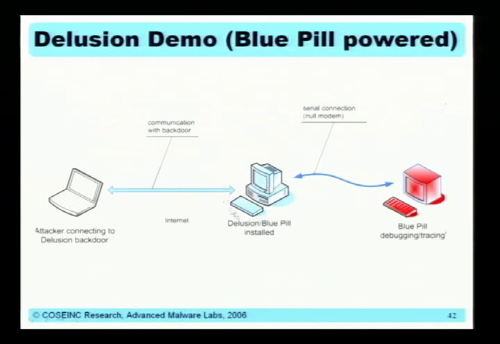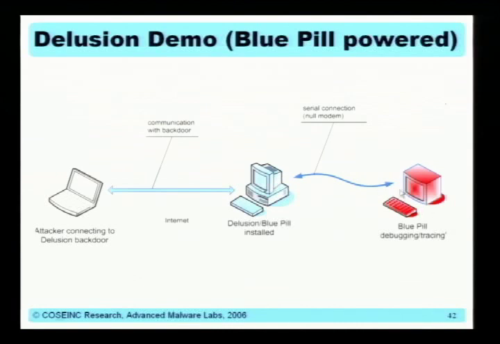This is the scenario, right? So we have a computer which will be BluePilled, and we have an attacker computer which will connect to this Delusion backdoor. Delusion is created in such a way that it observes incoming traffic to all TCP or UDP ports, and once the magic packet is sent to one of the ports, whatever, open or closed, it's not important. If the packet is magic, then Delusion hijacks this packet, serves the packet and sends a reply.